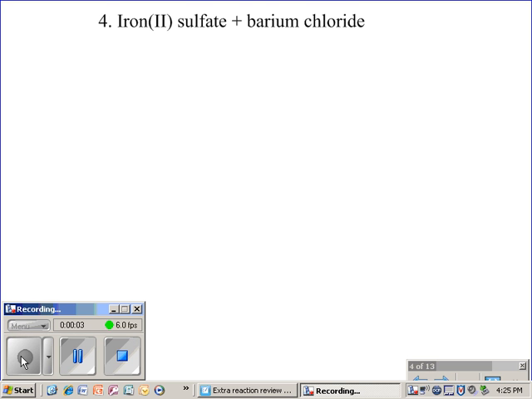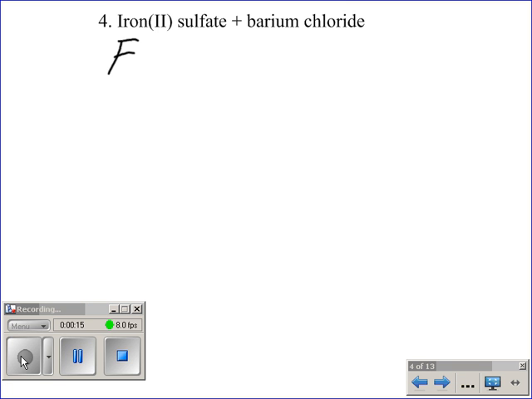Here we have in number 4, iron(II) sulfate, that's also called ferrous sulfate, and barium chloride. My equation for this would be iron, that is 2 plus, would perfectly match with sulfate, which is 2 minus, and barium, which is a group 2, so it is plus 2 charge, would take 2 chlorines to balance its charge out.